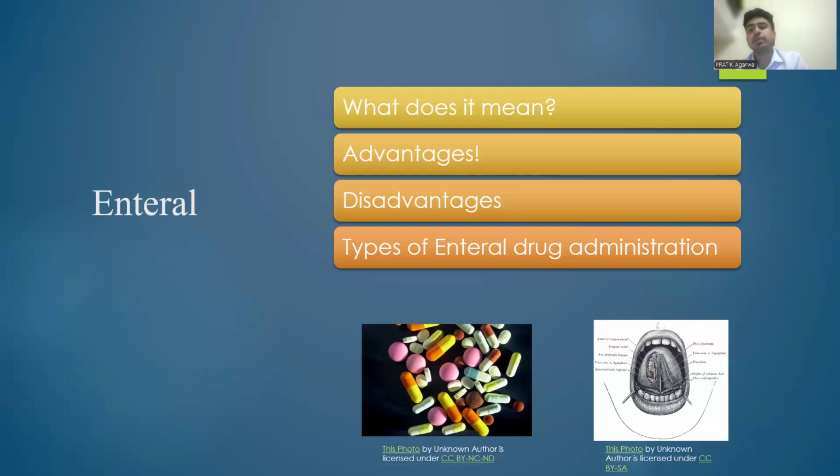Now the second type of enteral route is sublingual. So sublingual, as you can see in the diagram below, you put the tablet below your tongue and the tablet releases its main ingredient, which gets absorbed through the sublingual route, and shows its effect by absorption, distribution, metabolism, and elimination.